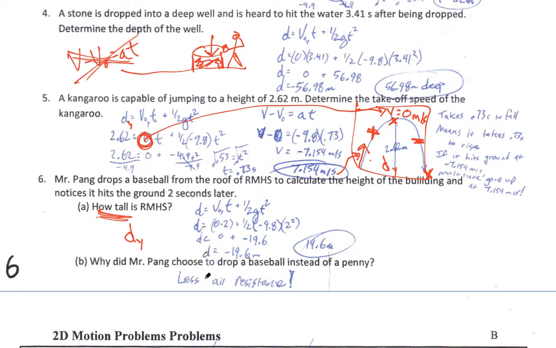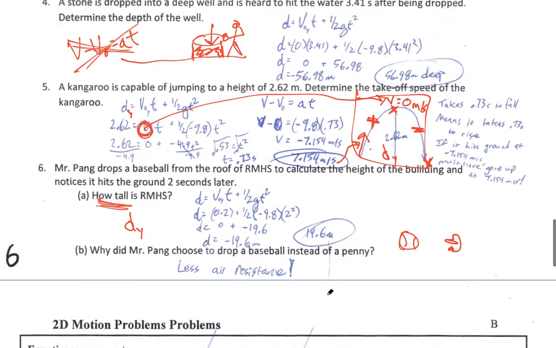Why did Mr. Peng choose to drop a baseball instead of a penny? A baseball, it's nice and round, fairly aerodynamic, and fairly massive compared to a penny, so it's really not going to be affected by air resistance. Whereas a penny doesn't have very much mass. It would constantly be flipping over and over again, so it would have all sorts of rotational issues going on, plus air resistance, so it wouldn't be very accurate. It would take more time to hit the ground than the baseball, and if it took more time, it would make the building seem like it was taller than it really was.